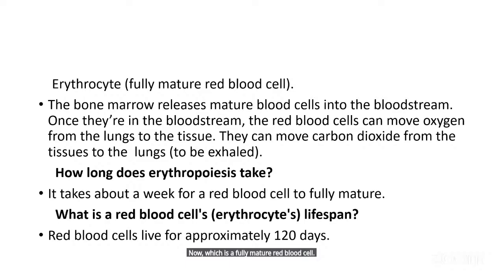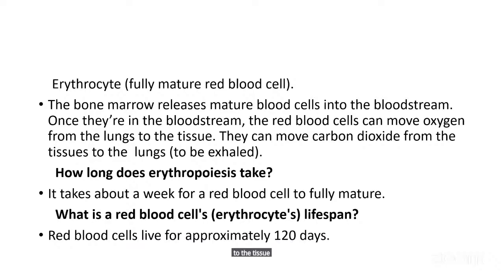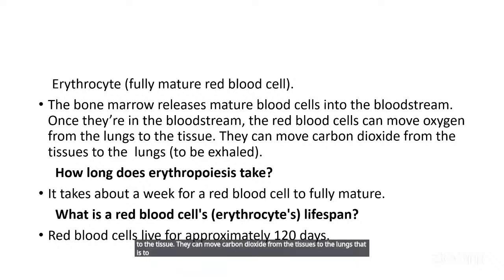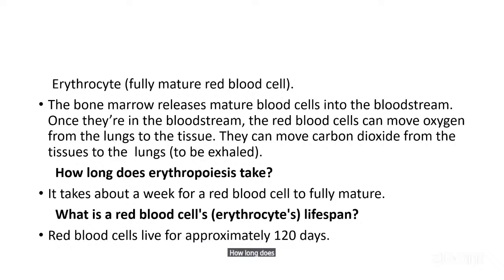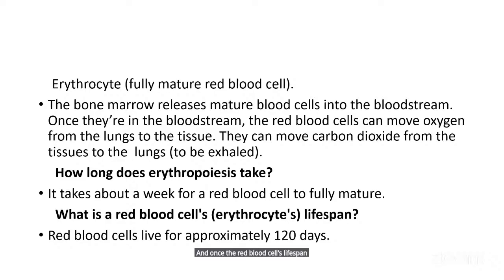The bone marrow releases mature blood cells into the bloodstream. Once they are in the bloodstream, the red blood cells can move oxygen from the lungs to the tissues. They can move carbon dioxide from the tissues to the lungs, to be exhaled. How long does erythropoiesis take? It takes about a week for a red blood cell to fully mature. And what is a red blood cell's lifespan? Of course, we know it is 120 days. These are questions that can come up during our OBJ, which we will definitely review.